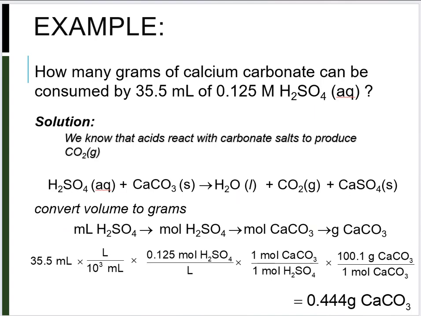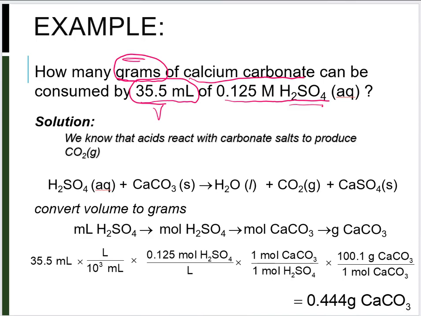So let's look at this example. How many grams of calcium carbonate can be consumed by 35.5 milliliters of, and then we're given a certain concentration of sulfuric acid. So here I'm going from volume of one substance to grams of another. So again, rule number one, we always need to start with a balanced chemical equation. So we need to write calcium carbonate.